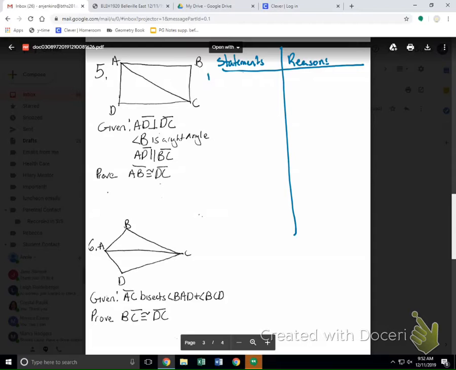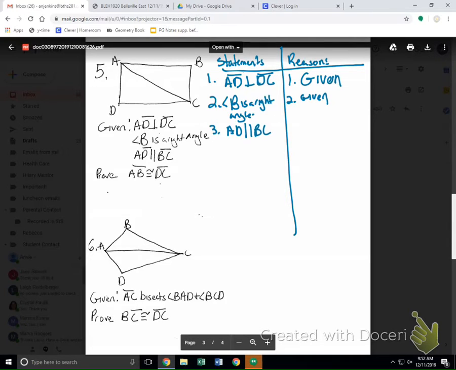Okay, so step 1, we're going to state what we know. So what are our givens? AD is perpendicular to DC. How did we know that? Given. Step 2, angle B is a right angle. How did I know that? It's given. And then step 3, we know that AD is parallel to BC. How did I know it? Given.